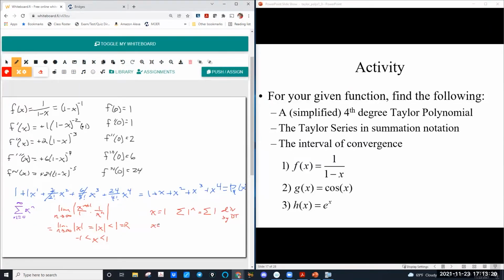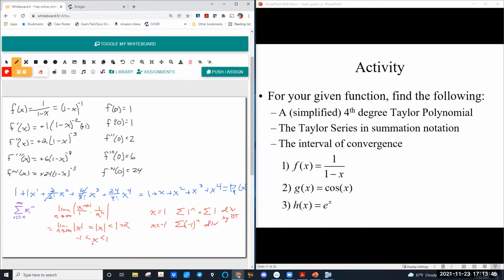Similarly, even if x is -1, we have -1 to the n. That literally just flips back and forth between 1 and -1. So that actually does not have a sum either. And we could use the same argument that the sequence does not go to 0. It's also divergent by the divergence test. So we don't want to include either endpoint.